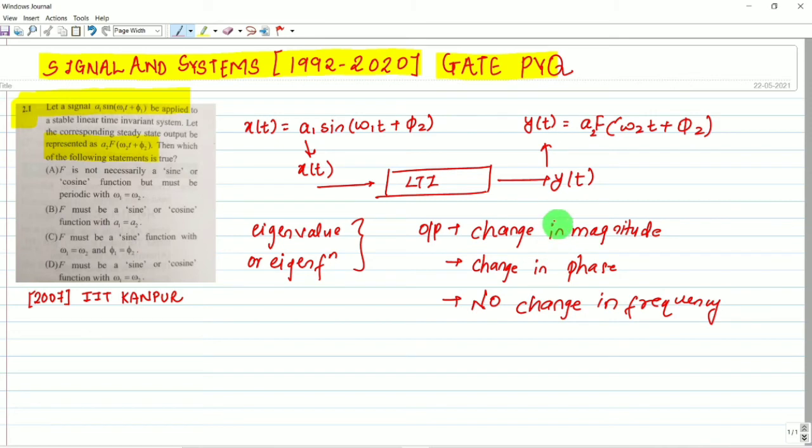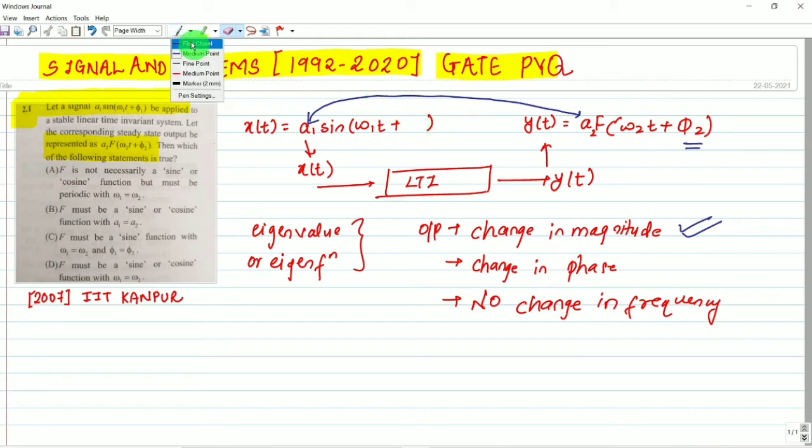Change in magnitude, let me check. Our magnitude should be changed. There is A1 and here A2. It means the magnitude is changed. The first condition is true. Let me check the second condition. There should be a change in phase. We are talking about phi 2, and here it will be phi 1.